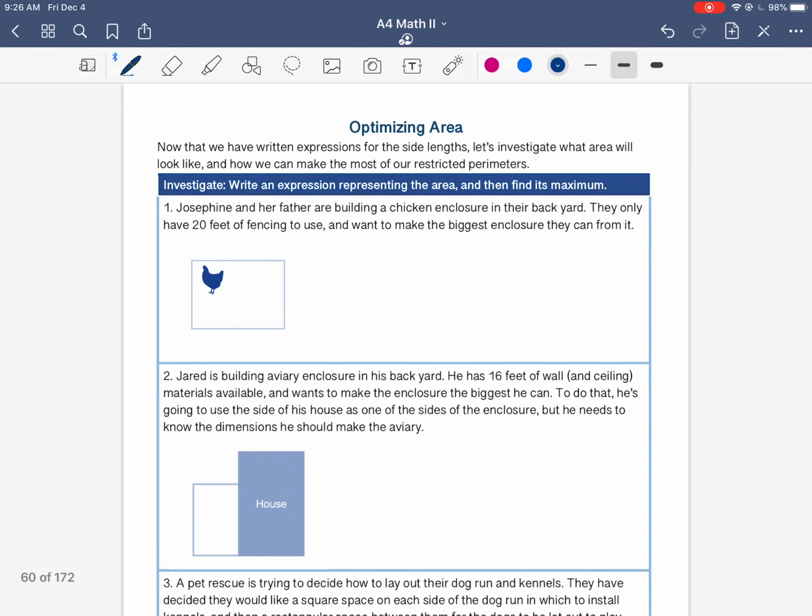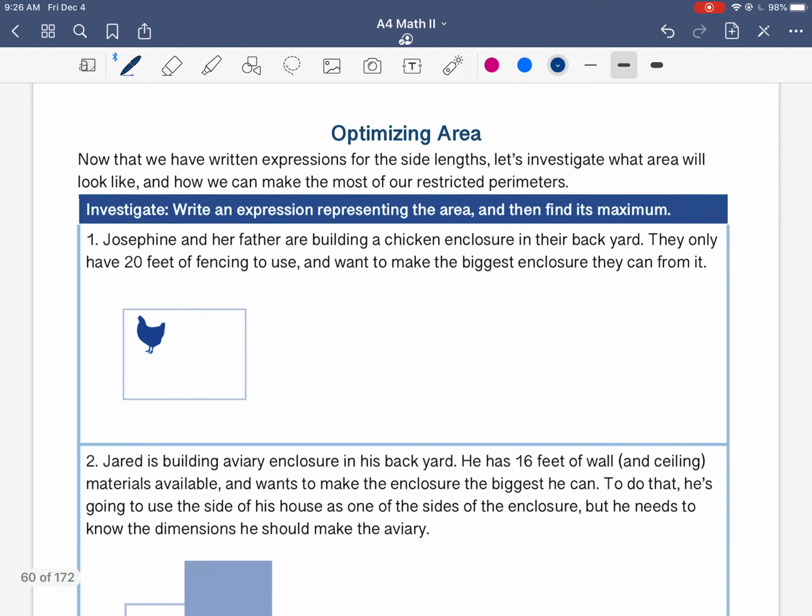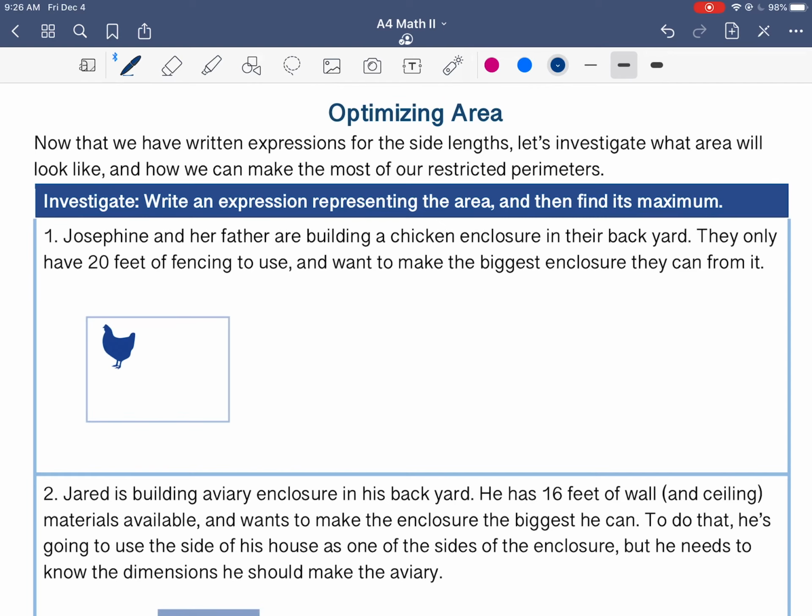So here is our same problem again. Josephine and her father are building a chicken enclosure in their backyard. They only have 20 feet of fencing, so you can look back at your other page, but I'm going to just label these side lengths x and 10 minus x. Those are my side lengths. What we're trying to optimize is the area of this chicken enclosure, right? So not the side lengths. We're not trying to make the side lengths the biggest they can be, but the area of this chicken enclosure.